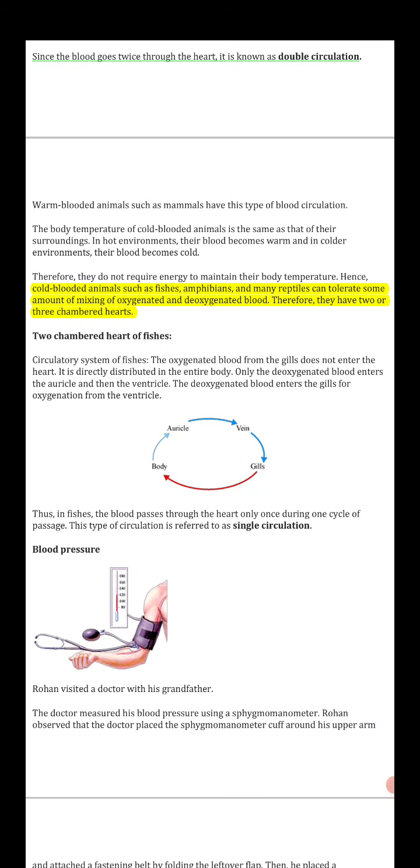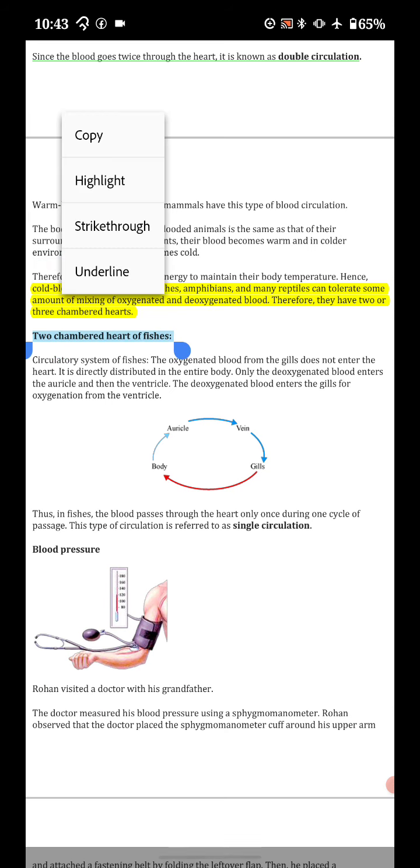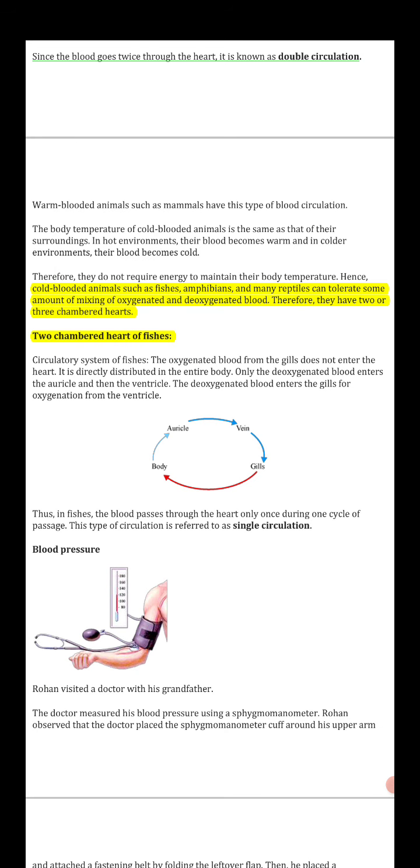The oxygenated blood from the gills does not enter the heart, so they have only 2 chambers. It is directly distributed in the entire body. Only the deoxygenated blood enters the auricle and then the ventricle. So they have mixed blood. That's why this is called the venous heart.